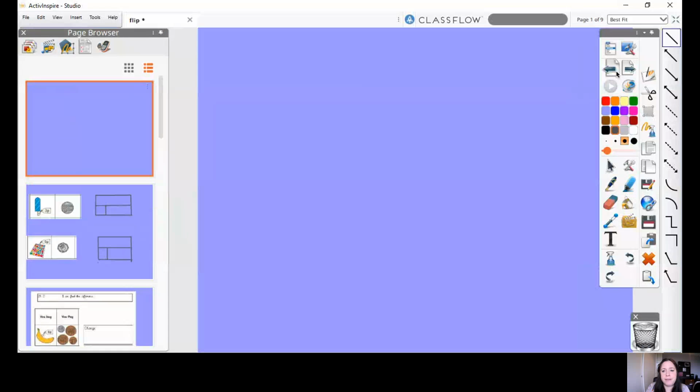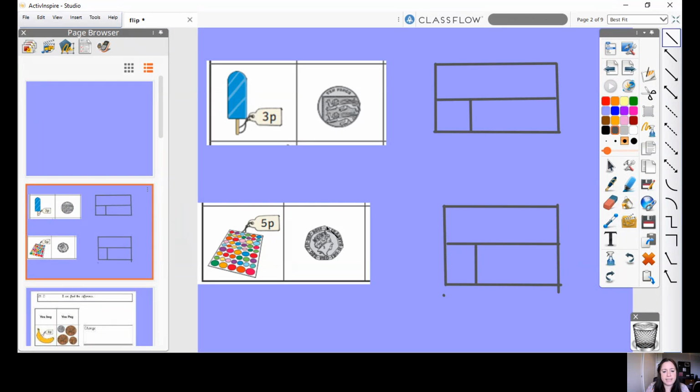Okay, so first of all, let's have a look at a couple of these examples. Here we can see we've got an ice lolly for 3 pence and we've paid for it with a 10 pence coin. So what we need to know is how much change you're going to get, because if it's worth 3 pence, you don't want to give them 10 pence and then not have your change back, because some of that money is yours.